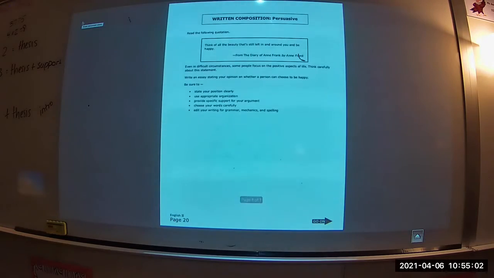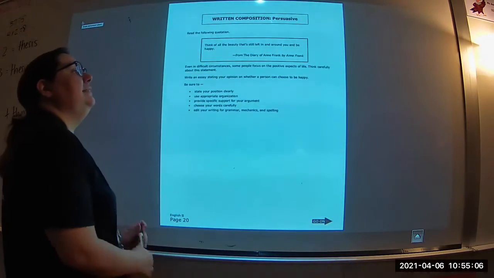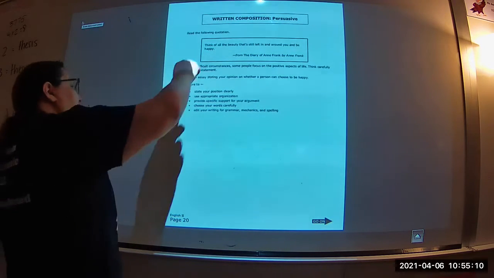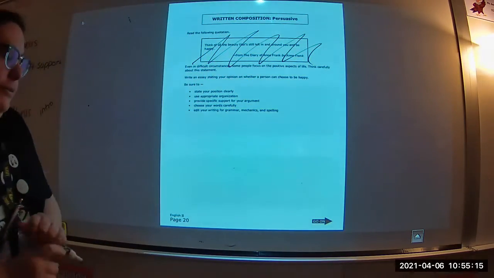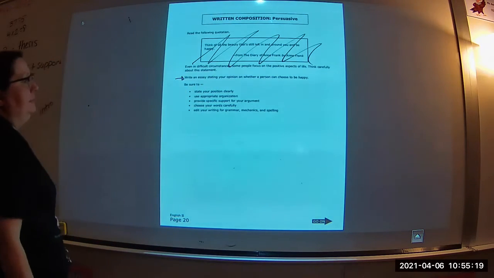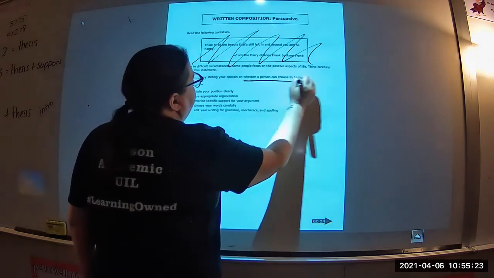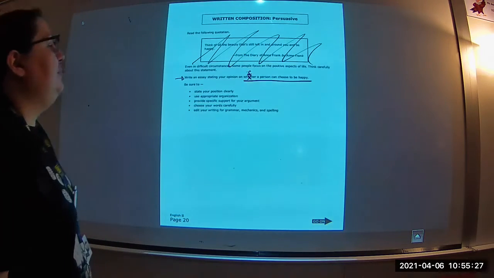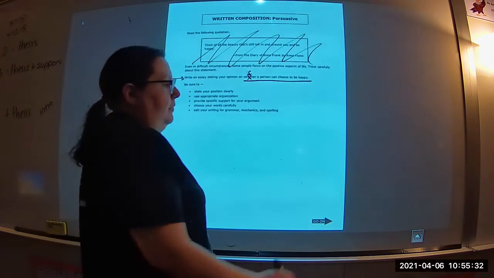Okay, what's the first thing I do? Look at the prompt. No, I'll tell you. What's the first thing I always do? Scratch off the top, avoid your trap. Now what do I do? Where's my prompt? What do I underline? Everything after "on." If it says whether, change it to if. So what's my essay supposed to be about? If a person can choose to be happy. Okay.